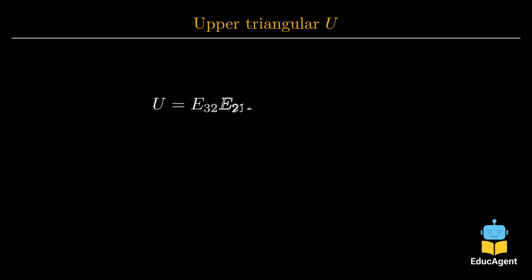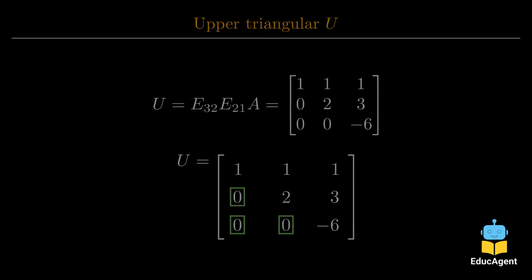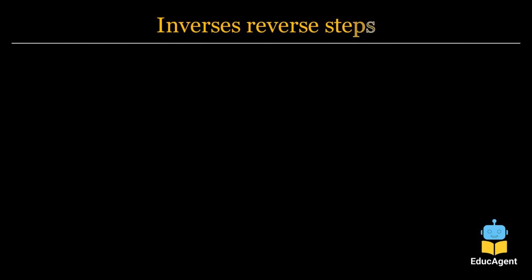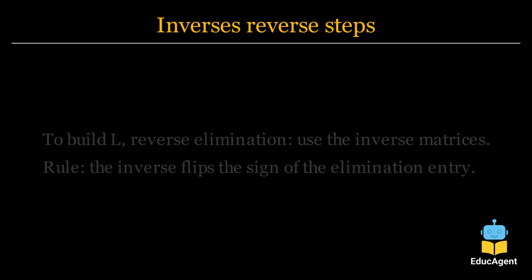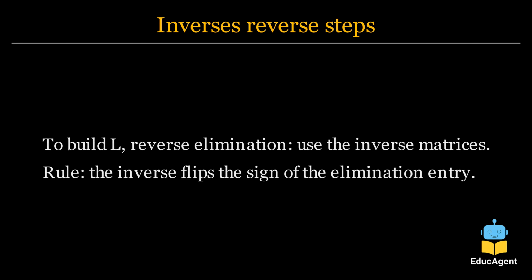After both elimination matrices act, we reach the upper triangular matrix U. Those zeros confirm the elimination succeeded. Elimination uses minus multiplier. Reversing it uses plus multiplier. So the inverse just flips the sign of that one off-diagonal entry.